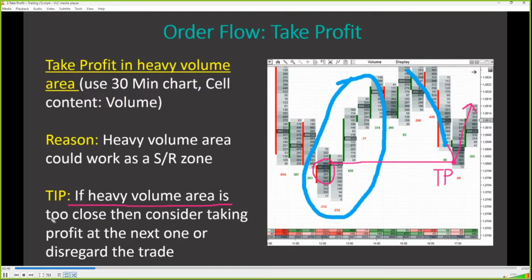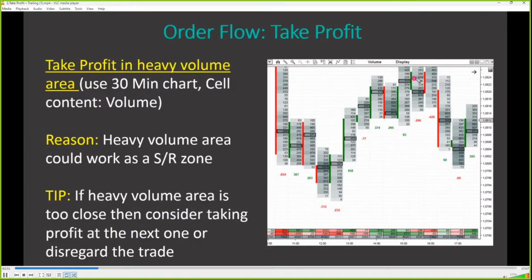Now, if a heavy volume area is too close, so imagine you entered, for example, in here, and the first heavy volume area is here, which is a bit too close, then you have two options. You can consider taking your profit at the next heavy volume area. So this would be the first heavy volume area. This would be the second heavy volume area. So you would choose this one, because this one is too close.